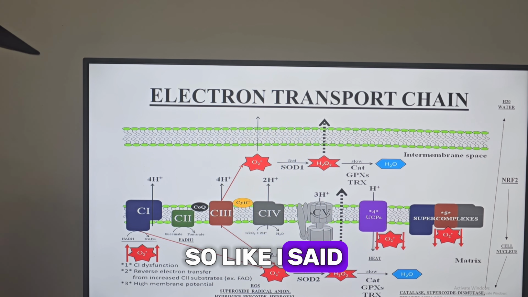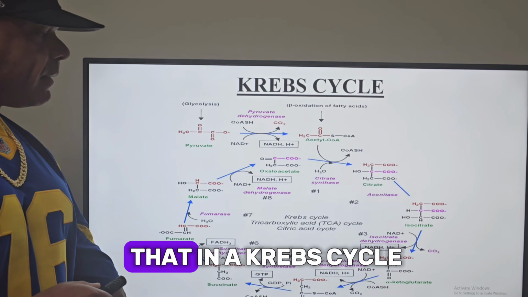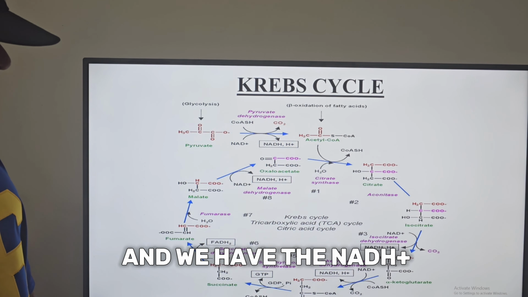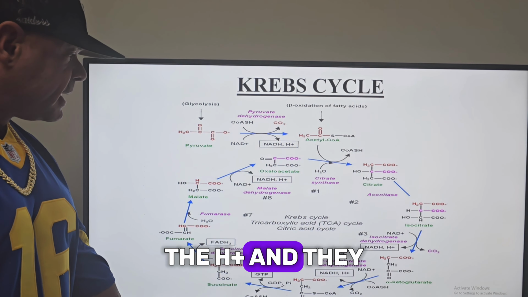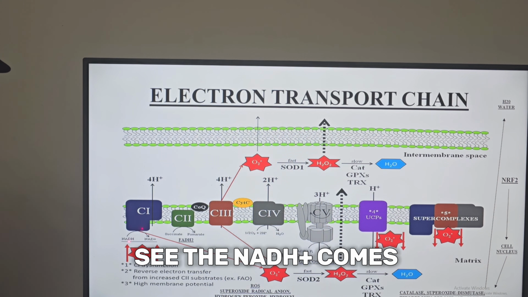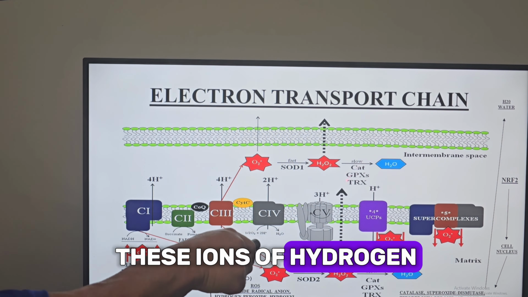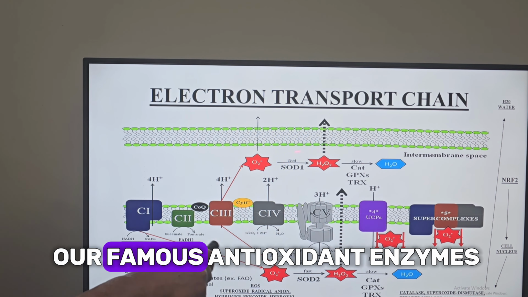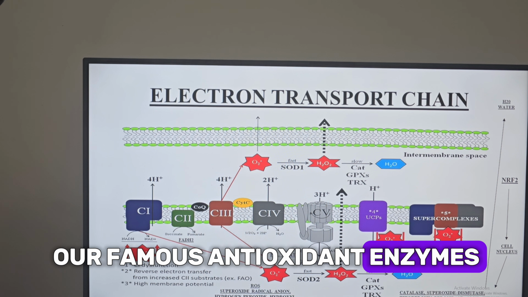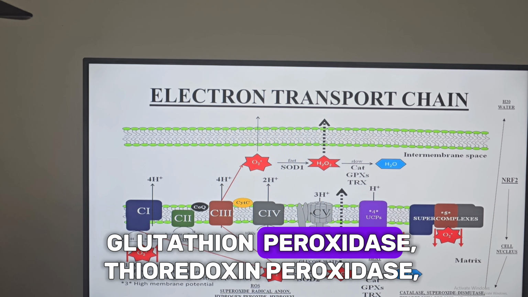This is the end. So like I said, in this process here, if you go back, we can see that in a Krebs cycle, we have the FAD and we have the NAD. What they do is they remove all the ions of hydrogen, the H+, and they send it here. So as you can see, the NAD comes from the complex 1 and the FAD comes to the complex 2. So they throw all these ions of hydrogen to the top, to this called intermembrane space here. And here we have our famous antioxidant enzymes called superoxide dismutase, catalase, glutathione peroxidase, thioredoxin peroxidase.